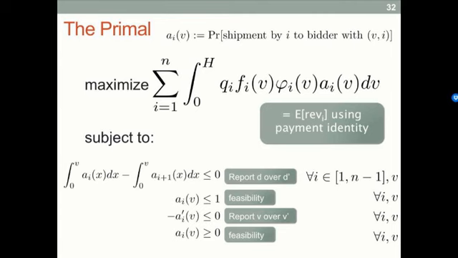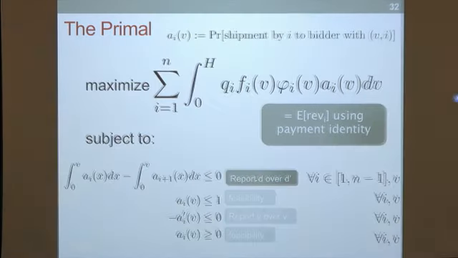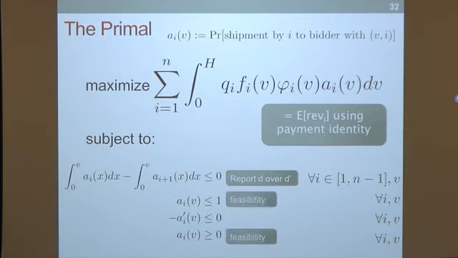This one here is our area under the curve constraint. It says that we should report our true deadline over any other deadline. These two here are our feasibility constraints that say that our allocation should be a probability between 0 and 1. And this here is the monotonicity constraint that helps say that we should report our value over any other value. So these are just the same constraints that we already talked about, formulated as a linear program. Yes, it's continuous and infinite.